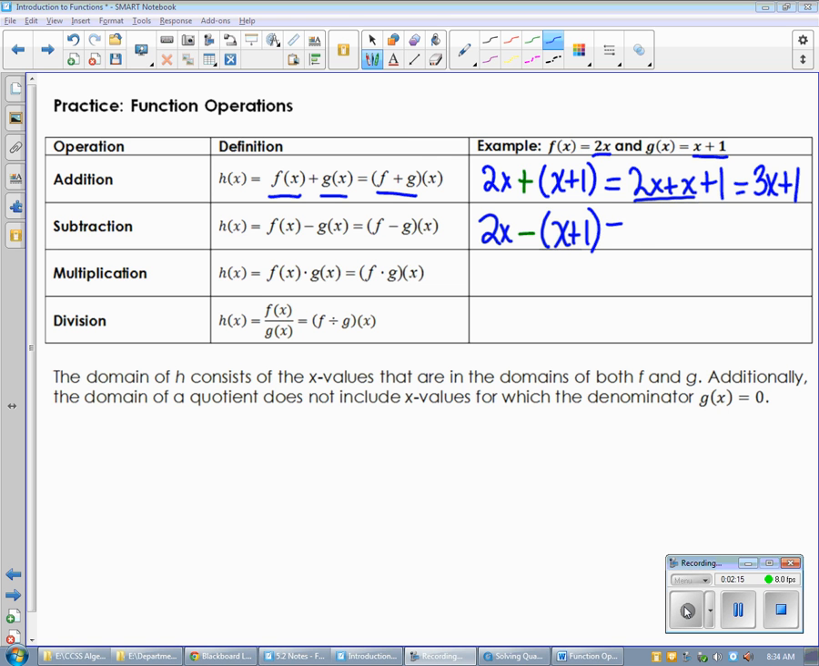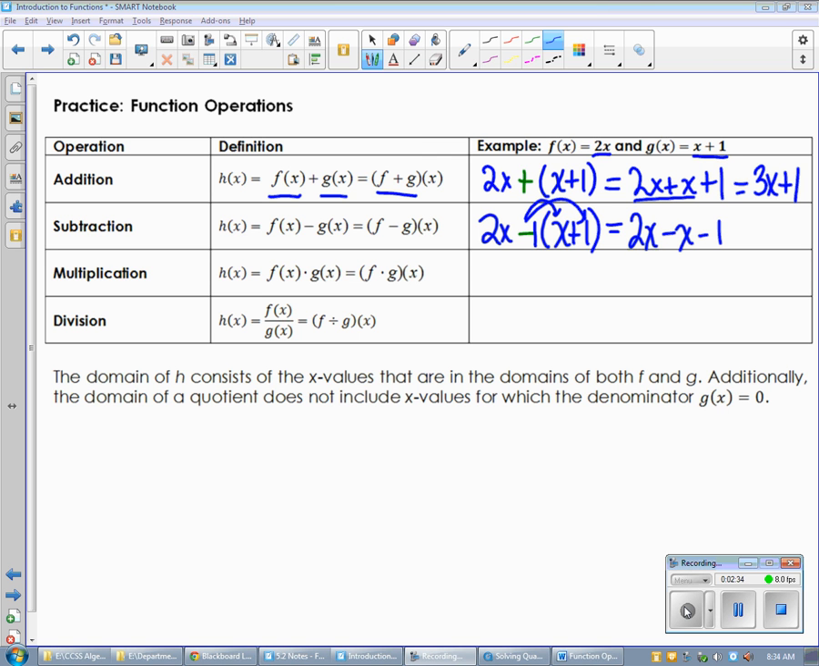So if I rewrite this expression, I'm going to keep the 2x as is. But I've got to remember, having a negative in front of the quantity is essentially the same thing as multiplying the quantity by negative 1. I've got to remember that each of these terms is being subtracted. So this becomes a negative x, and this term becomes a negative 1.